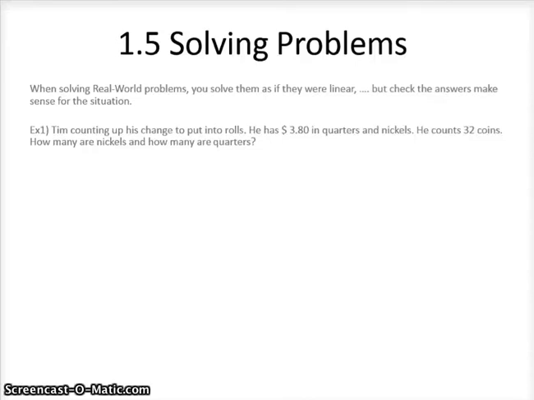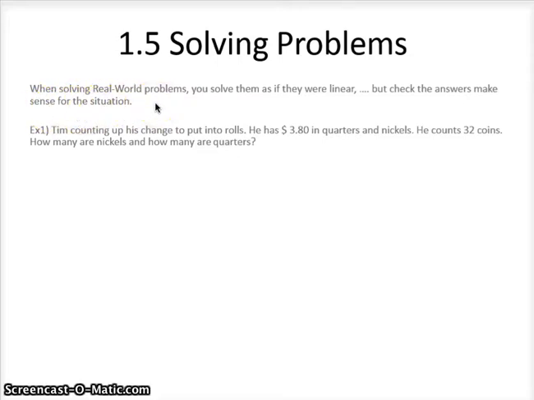Okay, so we're now going to look at word problems with 1.5, solving problems. The key thing is when solving real problems, we can solve them as if they're linear, but you have to check and make sure that the answers make sense for the situation.